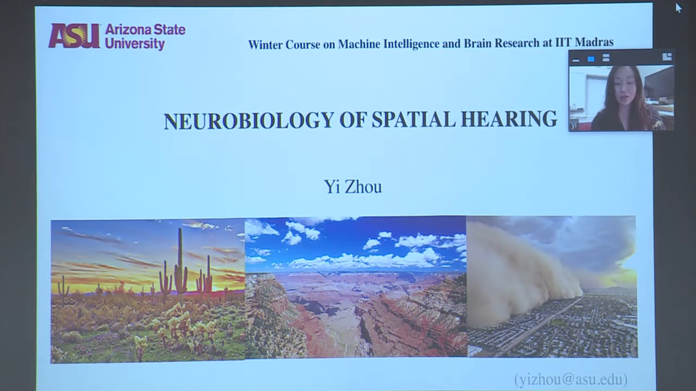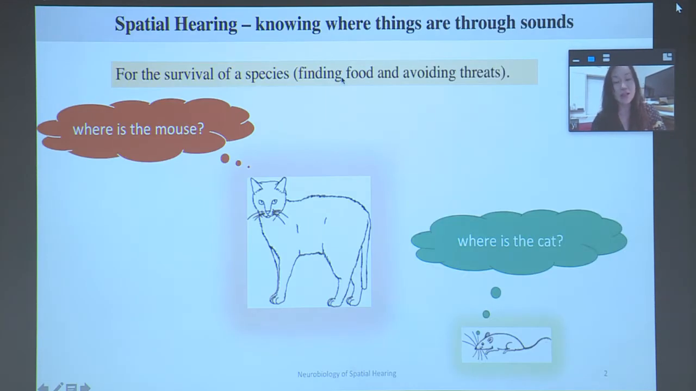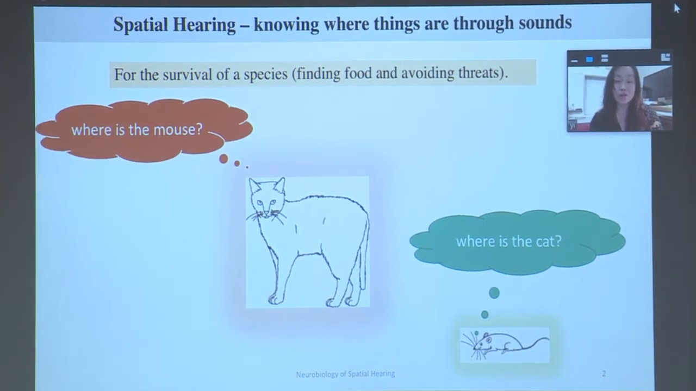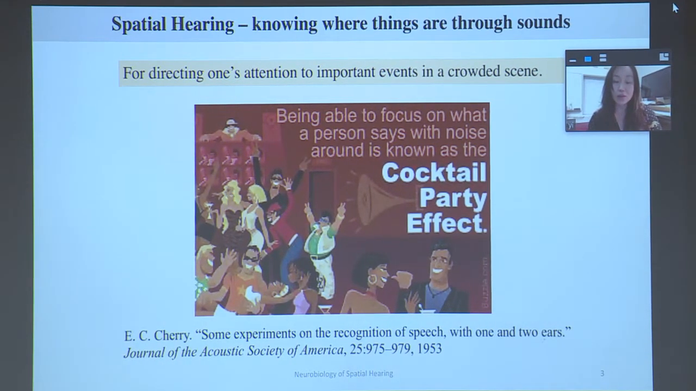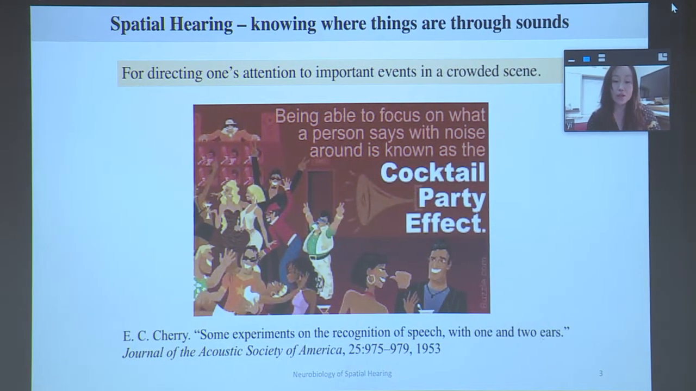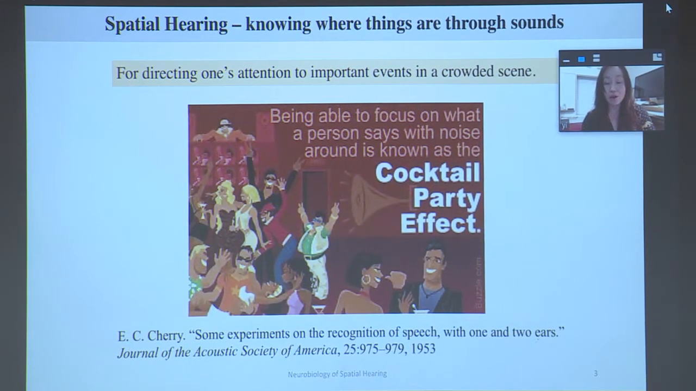What is spatial hearing? Spatial hearing is the sensory ability that allows us to know where things are through sounds. This ability is extremely important for the survival of a species, especially for animals, in terms of finding food and avoiding threats. For humans, spatial hearing is also very important, because in a natural listening environment, we often do not just listen to sounds coming from one source.